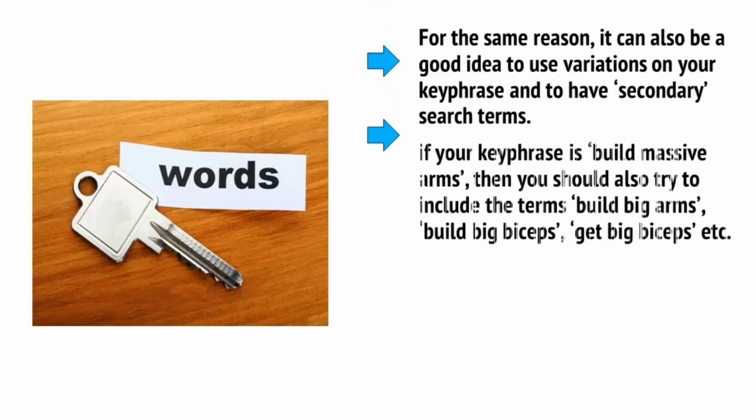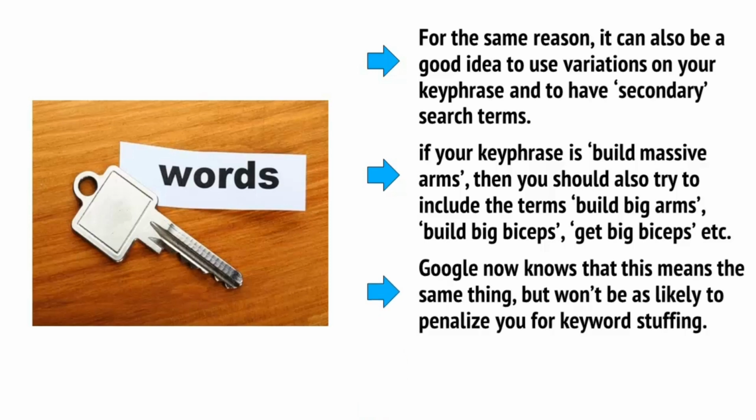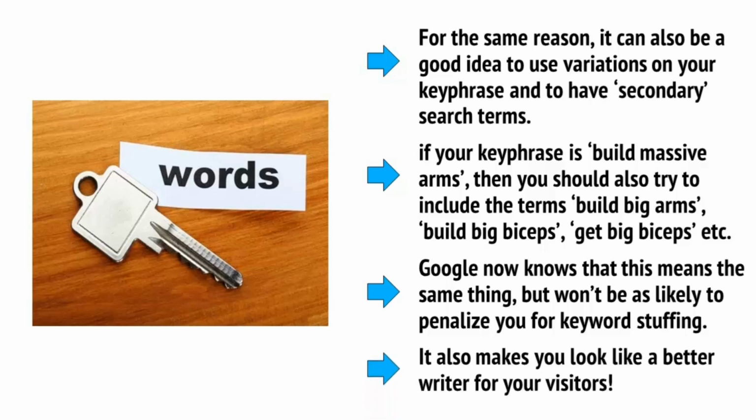For example, if your key phrase is build massive arms, then you should also try to include the terms build big arms, build big biceps, get big biceps, etc. Google now knows that this means the same thing, but won't be as likely to penalize you for keyword stuffing. It also makes you look like a better writer for your visitors.